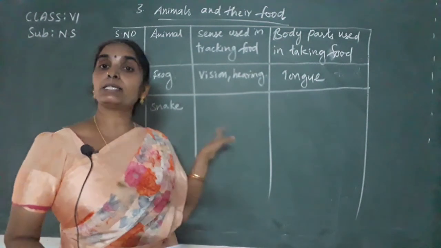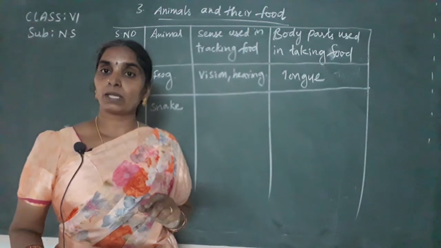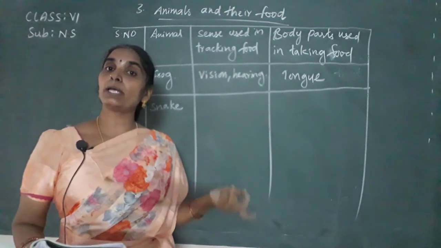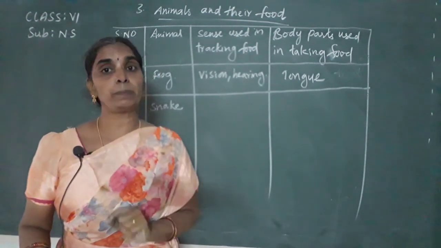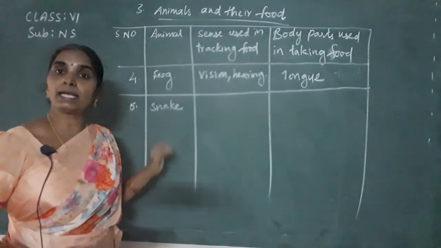And the dog, it is an omnivore. It depends on both plant and animal products for its food. Okay, and the hen is also an omnivore because it depends on both plants and animal products for its food. Now you are going to write about the snake.